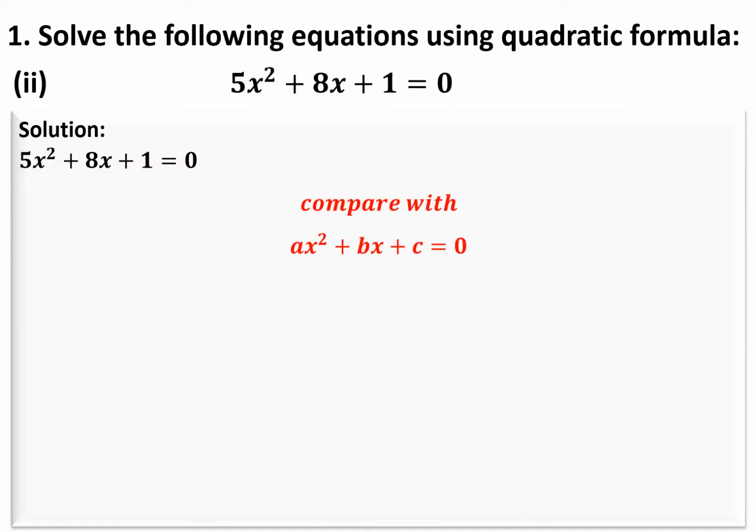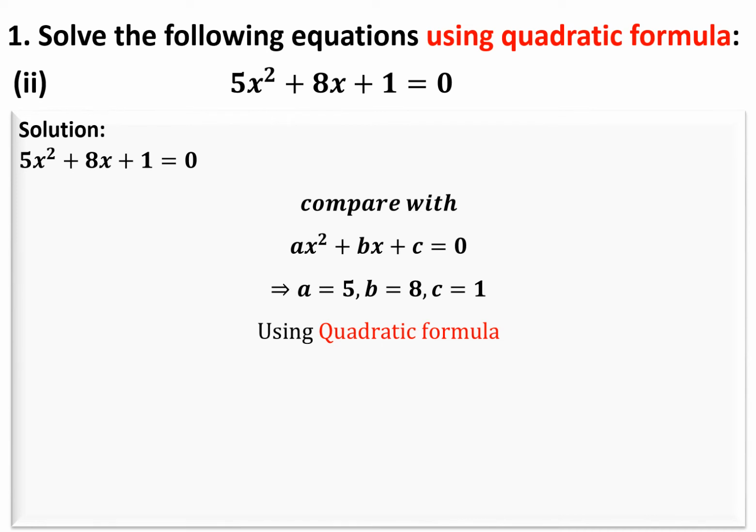Compare this equation with the standard form of a quadratic equation, which is ax squared plus bx plus c equal to 0. This implies that the number with x squared is 5, so the value of a is 5. The number with x is 8, so the value of b is 8. The number without x is 1, so the value of c is 1.